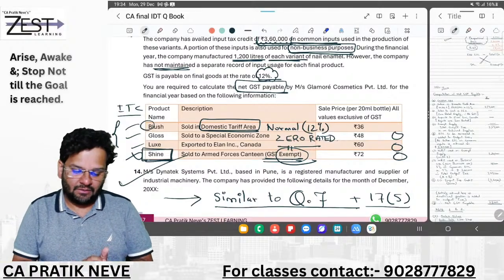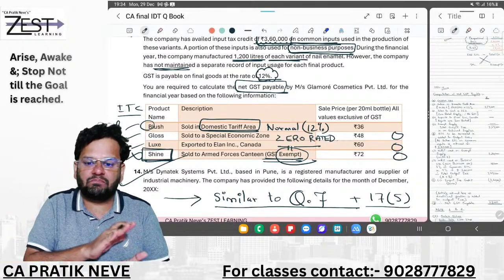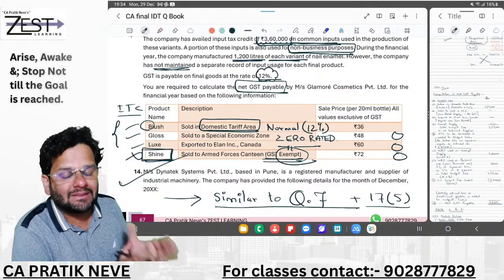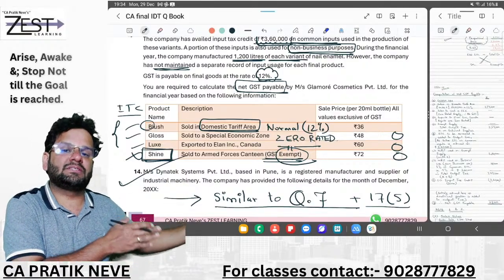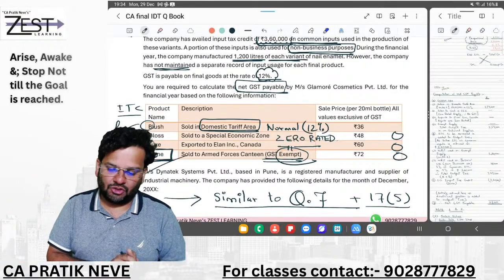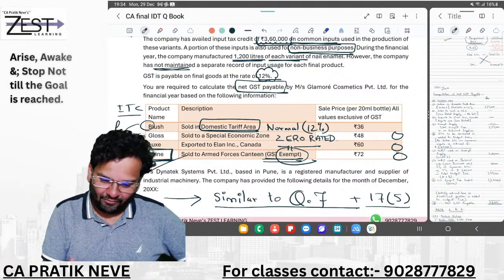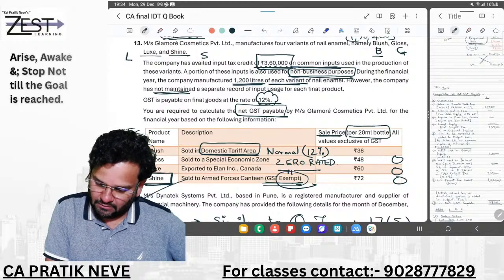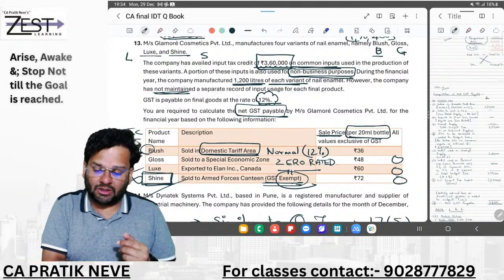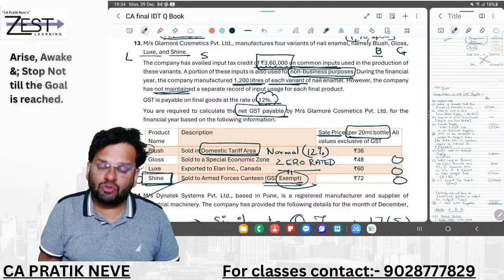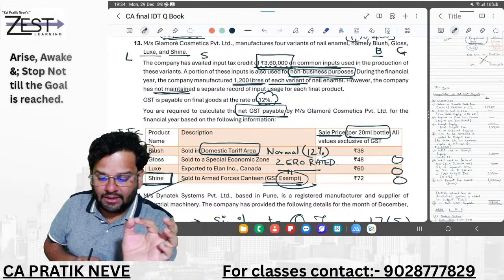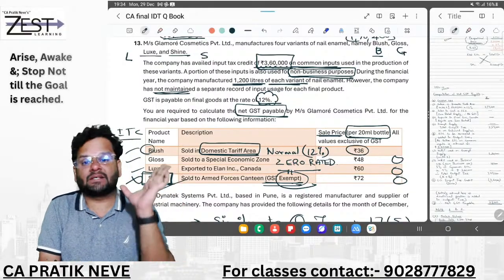Now, my question is, we have to calculate net GST payable. So, my question to you is, how to calculate assessable value of outward supply? That is my simple question to you. So, let's do some mathematics. Sale price is given, which is per 20 ml bottle, and all values are exclusive of GST. Sold in DTA is rupees 36.